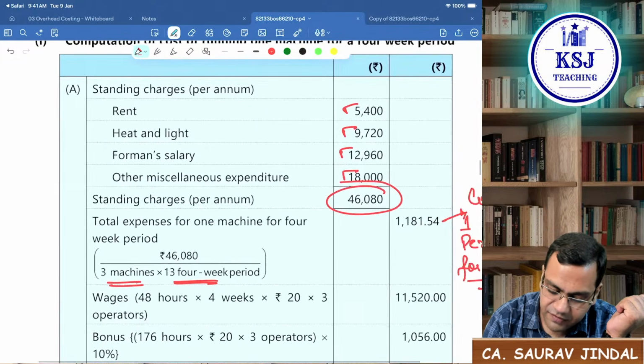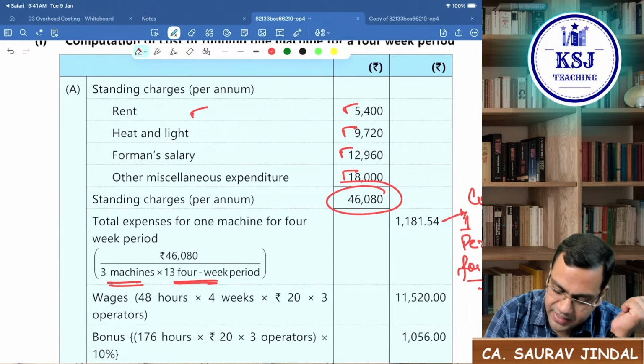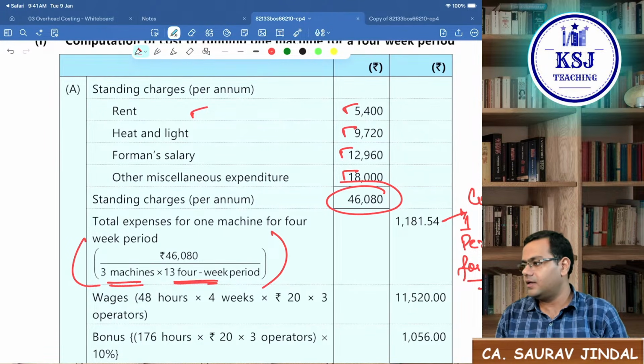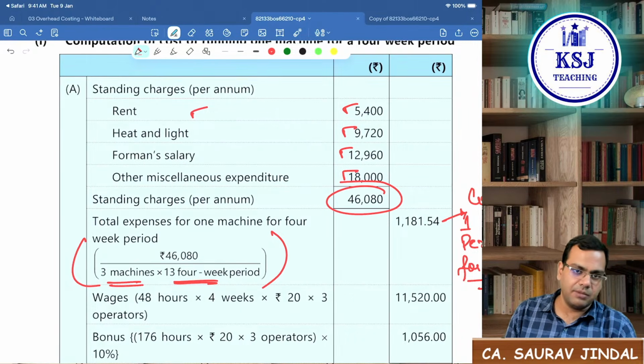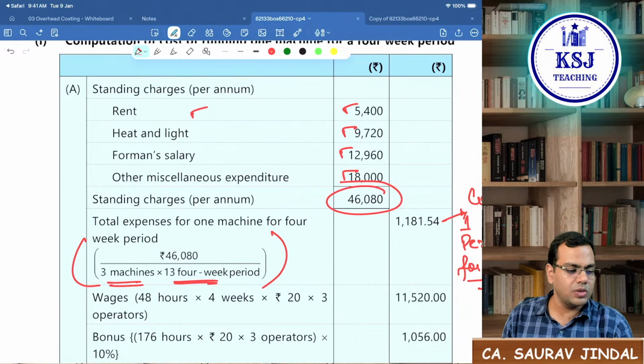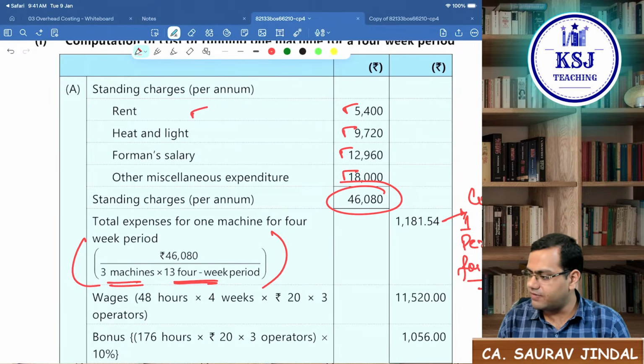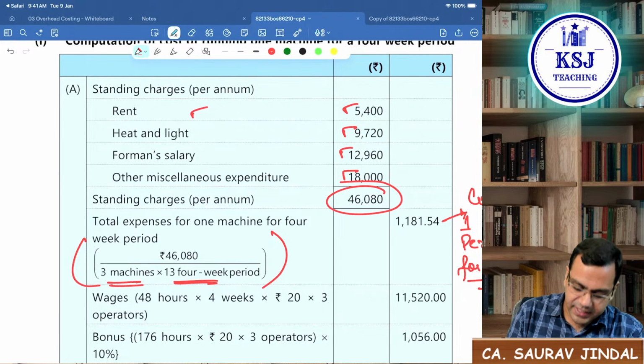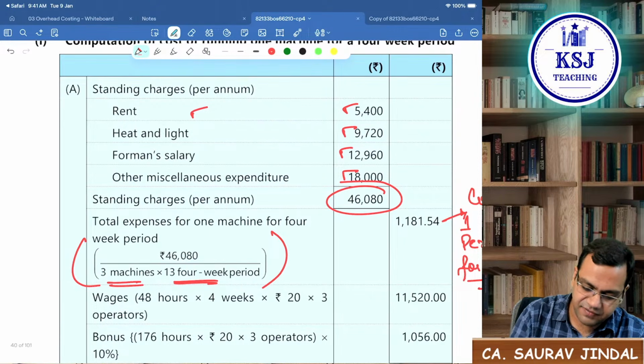Either you do it for the individuals or you take the total and do it on the total value. Both ways it is absolutely correct. That is totally your choice, however you are comfortable in the examination. There are no such rules and regulations. There is no hard and fast rule, so as is comfortable you can do. Right? Now coming to the next part. This specific part we are done with.